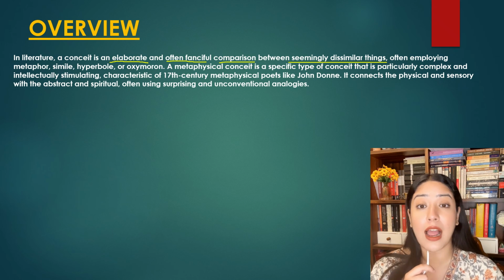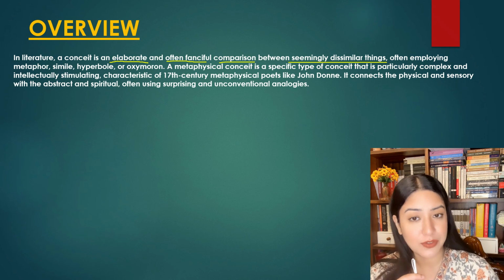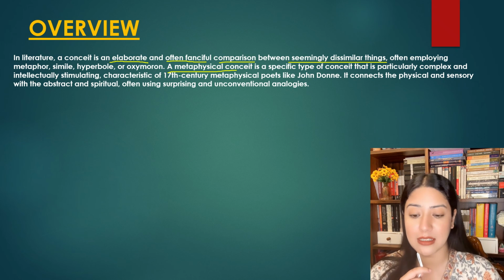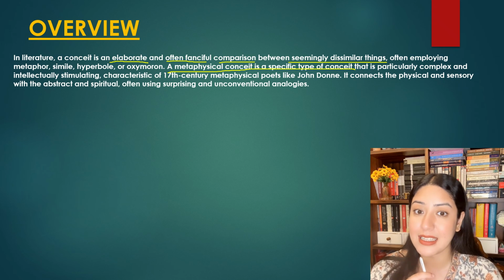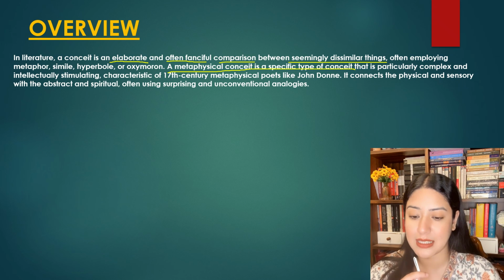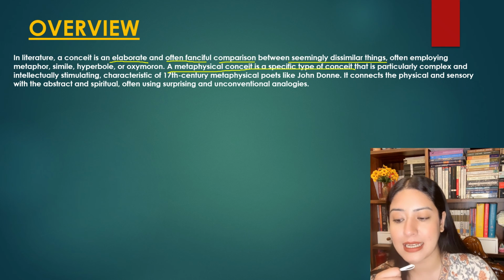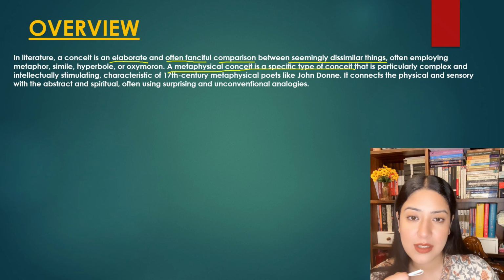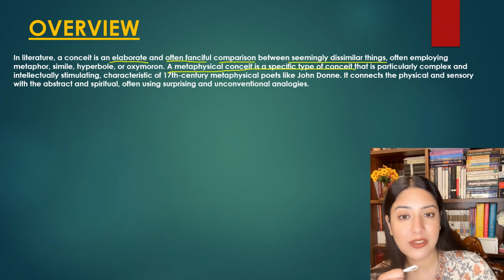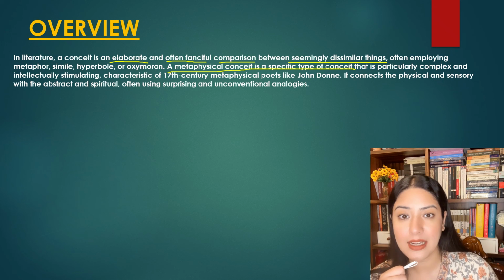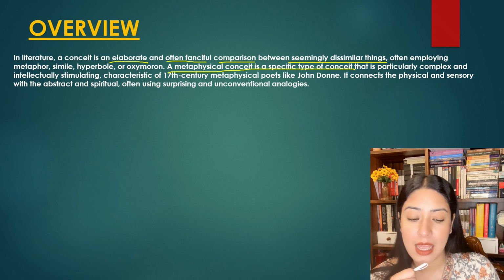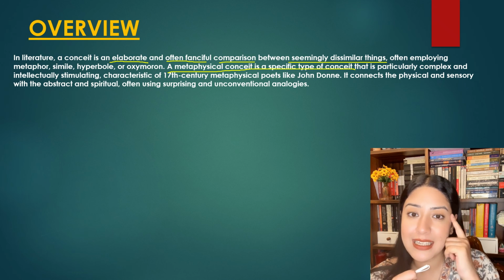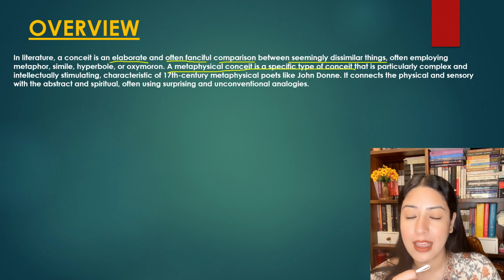So what are metaphysical conceits? A metaphysical conceit is a specific type of conceit. Conceit is a general term, and metaphysical conceit is a type of conceit that is particularly complex and intellectually stimulating. So what is the difference? A conceit is a fanciful comparison between different things. A metaphysical conceit is a comparison between different things, but it is intellectually stimulating. It makes you think. It perplexes you.